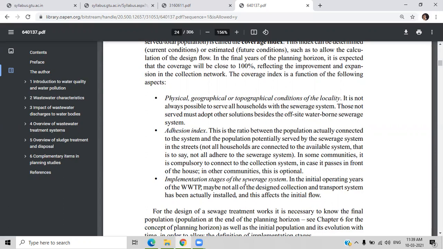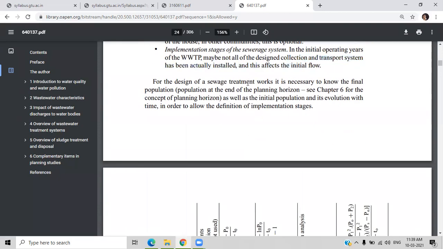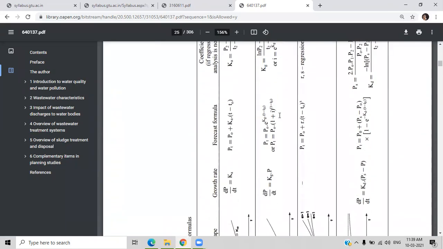The next is the implementation stages of the sewerage system. In the initial operating years of the wastewater treatment plant, maybe not all of the designed collection and transport system has actually been installed, and this affects the initial flow. For the design of the sewage treatment works, it is necessary to know the final population, as well as the initial population and its evolution with time, in order to allow the definition of the implementation stages.